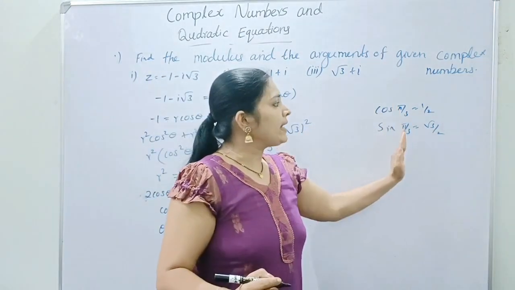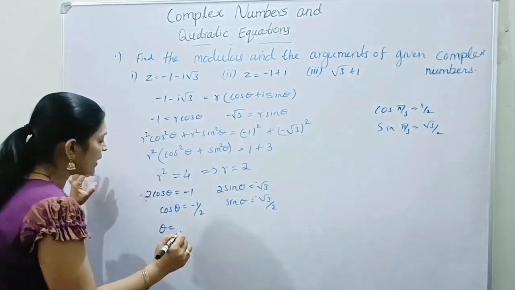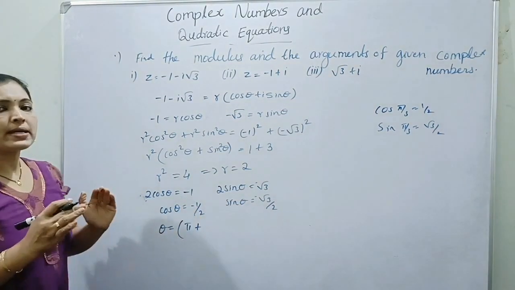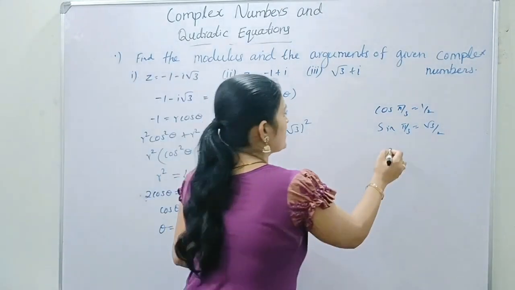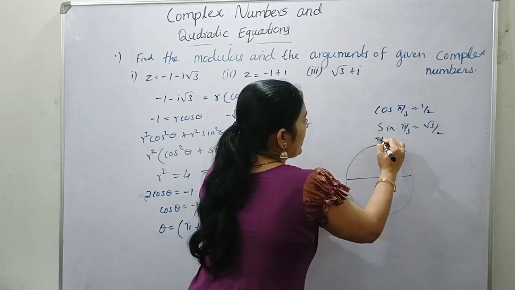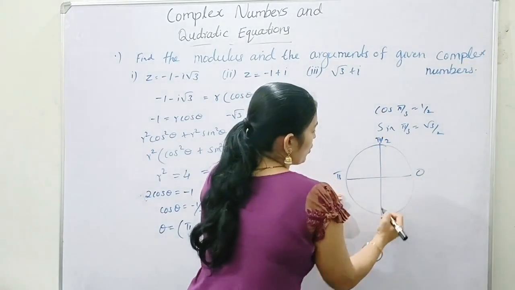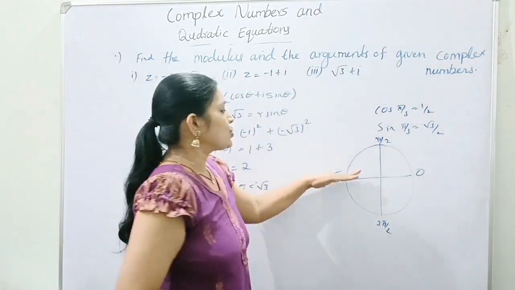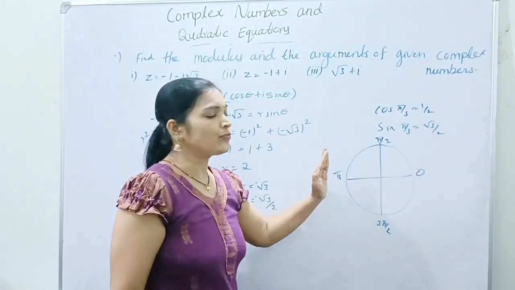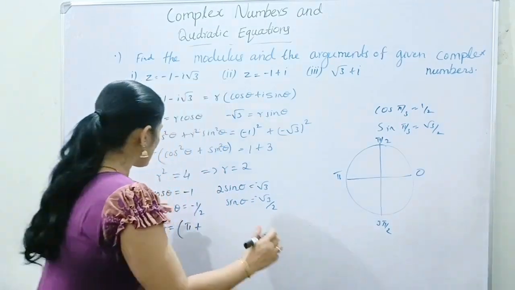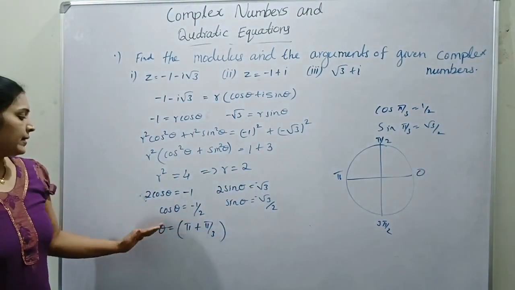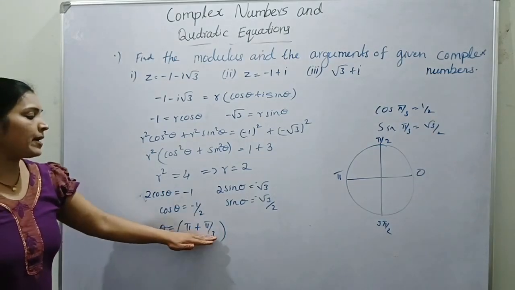So we can write theta is equal to, it is negative and the reference angle is pi by 3. So we can write theta is equal to pi plus, because it is in the third quadrant. Suppose this is the unit circle, here it is pi by 2, pi, 0, 3 pi by 2. So the third quadrant means it lies at pi plus. So theta is equal to pi plus pi by 3.